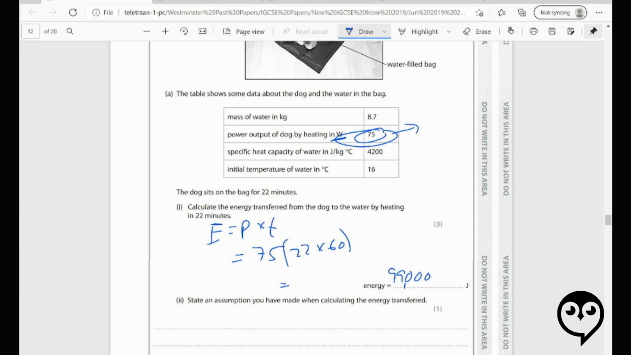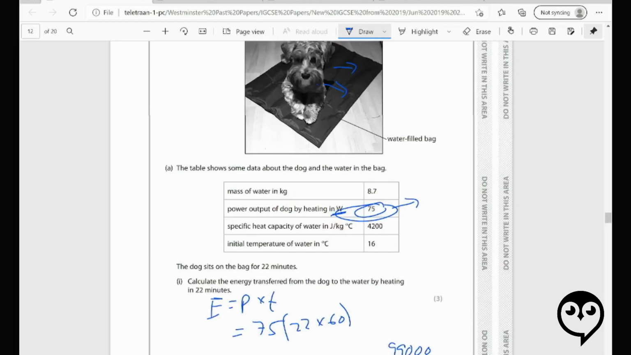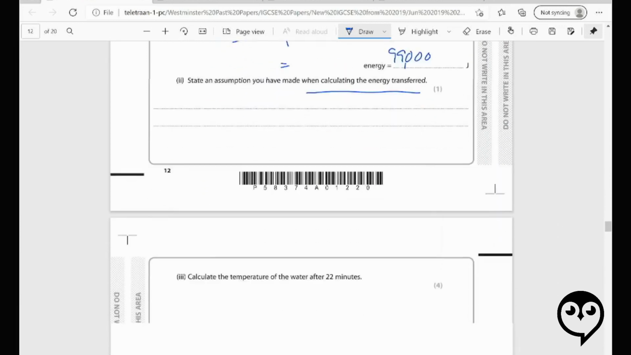But that might be one thing. We could assume... what other assumptions? I mean, we've already got the one mark. Is there anything else we could say? We could say that we assume there's no other heat flow to the bag. I'd say that's good. Let's move on here.